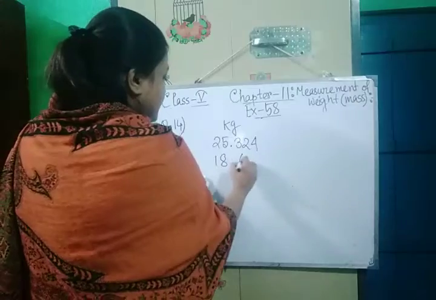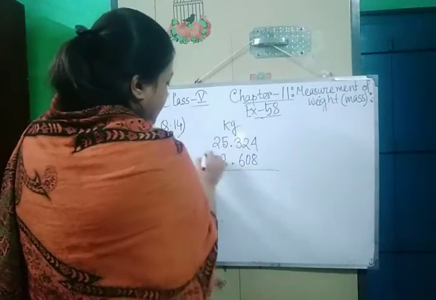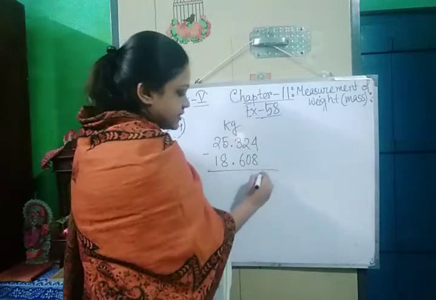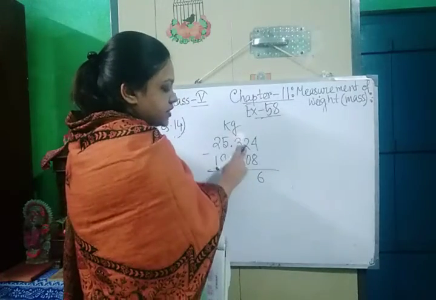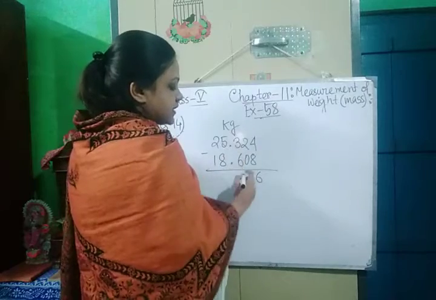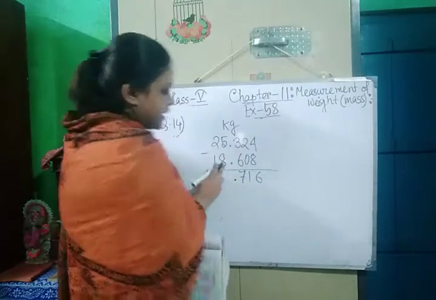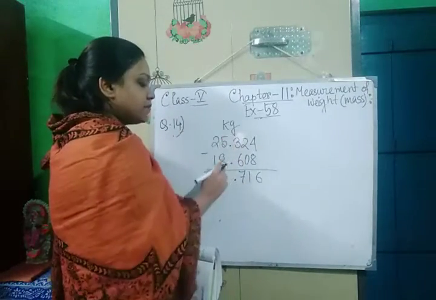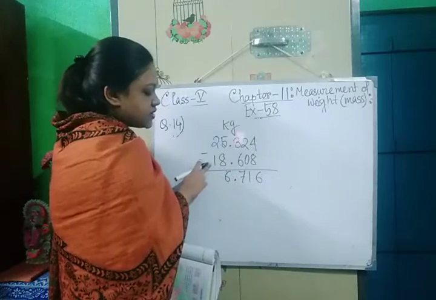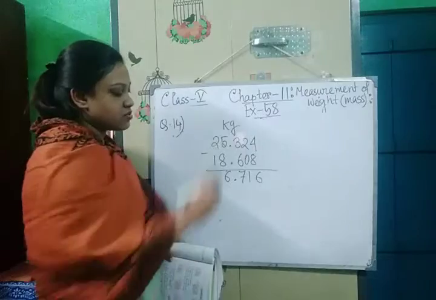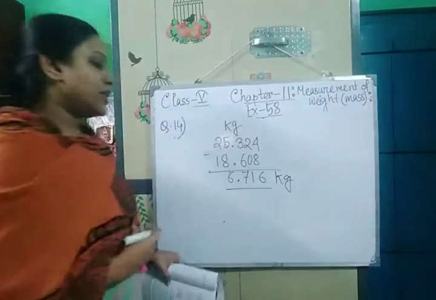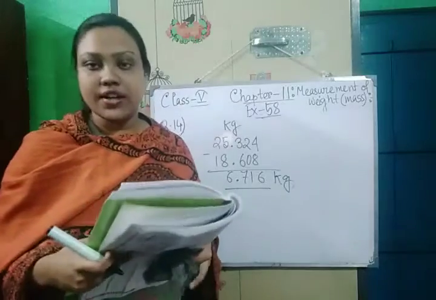So 18.608. Now subtract. 14 minus 8, 6. 1 in hand. 0 plus 1, 1. 2 minus 1, 1. 13 minus 6, 7. 1 in hand. 8 plus 1, 9. 15 minus 9, 6. 1 in hand. 2 plus 1 plus 1, 2. 2 minus 2, 0. So 6.716 kg is the required answer.